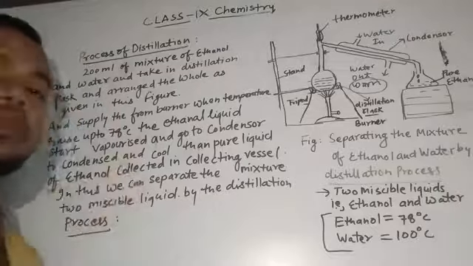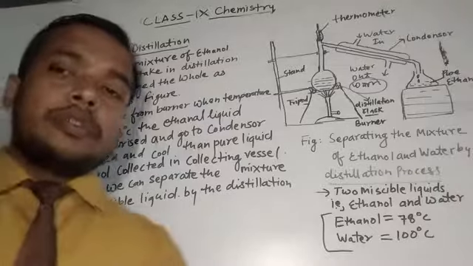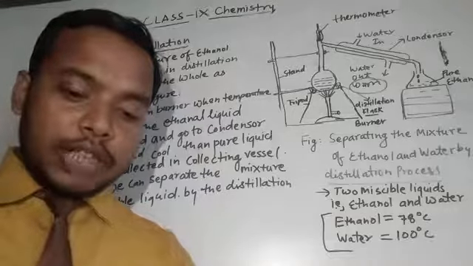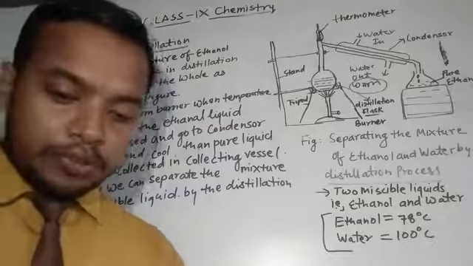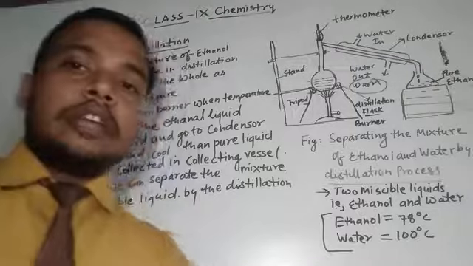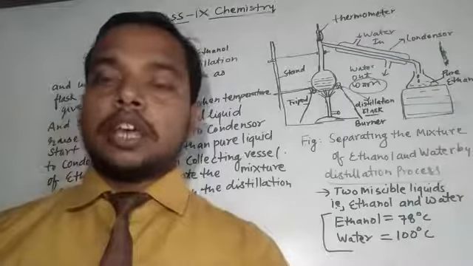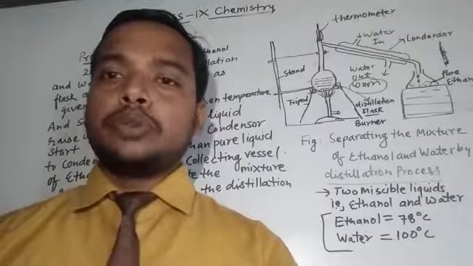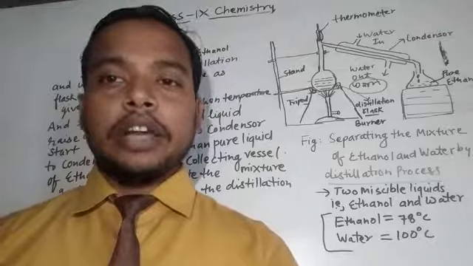So in this way we can separate the mixture of two miscible liquids with the help of the distillation process. In very simple language, first we take a 200 ml sample of the mixture of two miscible liquids, that is ethanol and water.